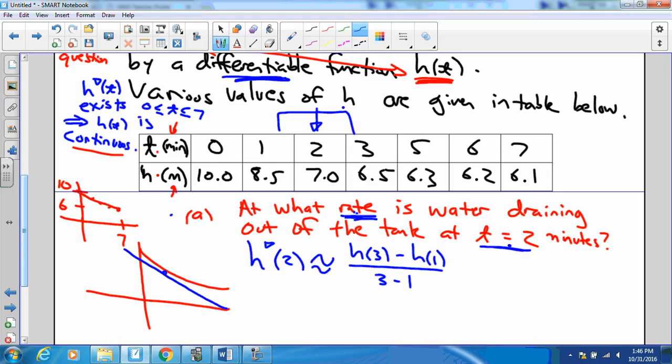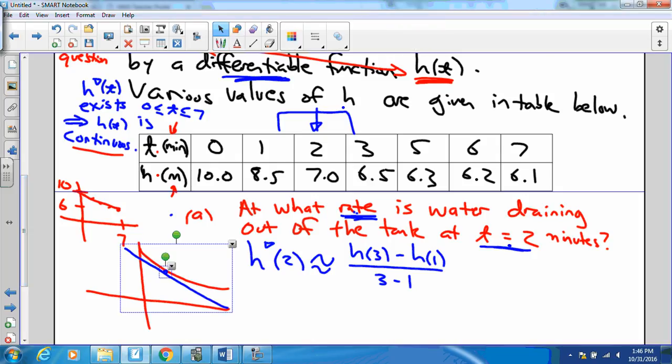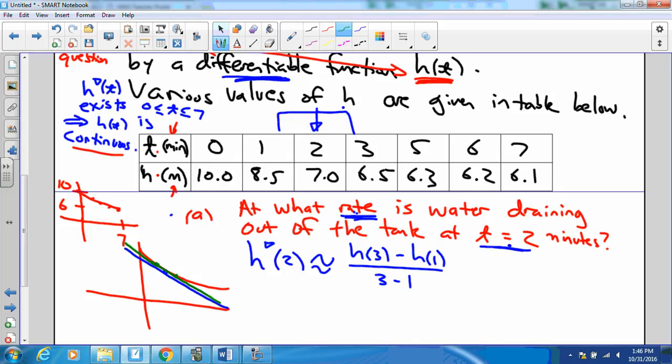Now what I'm doing, coming back to my curve, if you'll let me make the curve bigger. Here comes the h curve. What I'm doing is trying to find the slope of the line tangent at t equals 2. And the way that I'm going to do that is to pick a point as close as I can to 2 on this side and on that side, and I'm going to find the slope of that line.